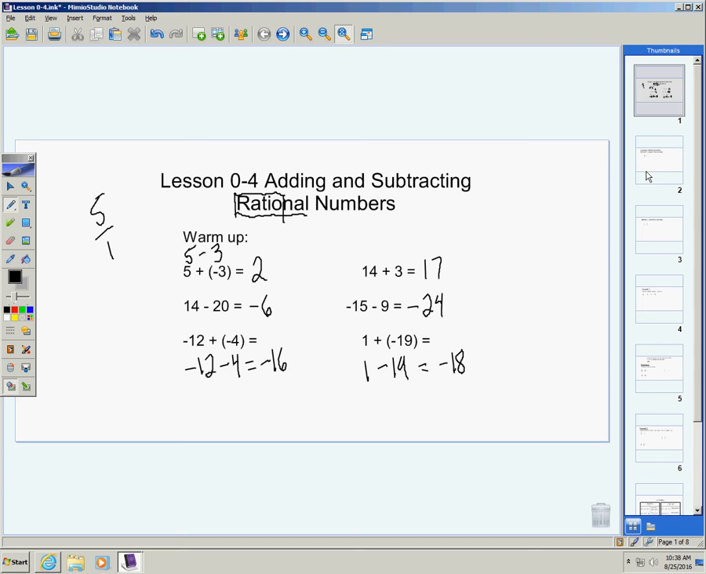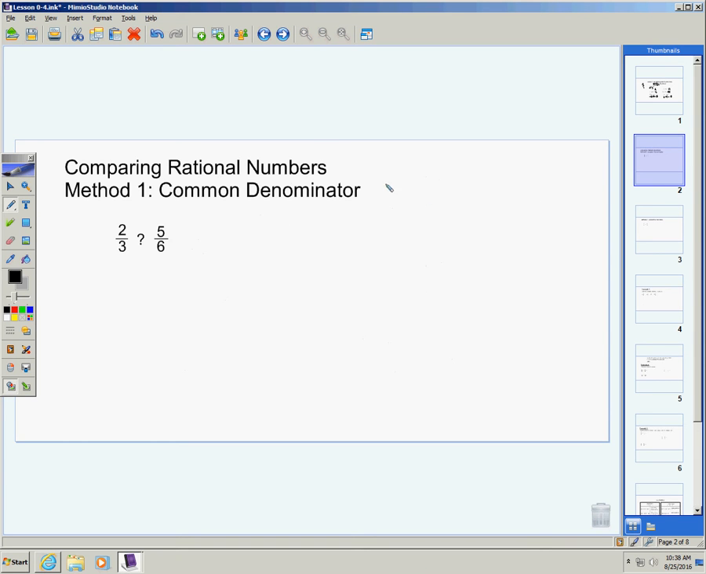So when we're comparing rational numbers, remember, rational numbers can be written as a fraction. Ratio, here we see they actually are fractions. So we're going to have two different methods of comparing these rational numbers. Method one is my favorite way, so if you want to put a star by it, okay, finding a common denominator. This is easier in my opinion, and it's a lot easier to do in my head.